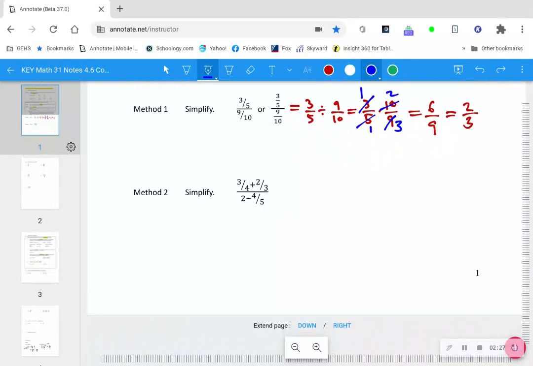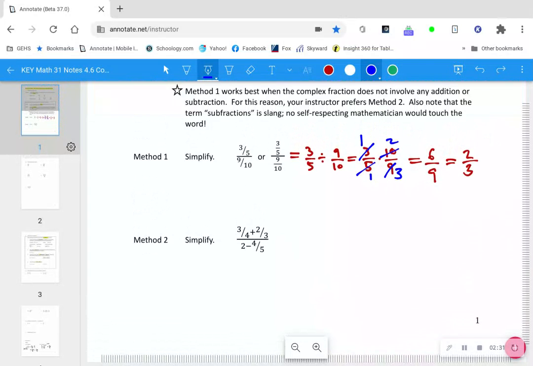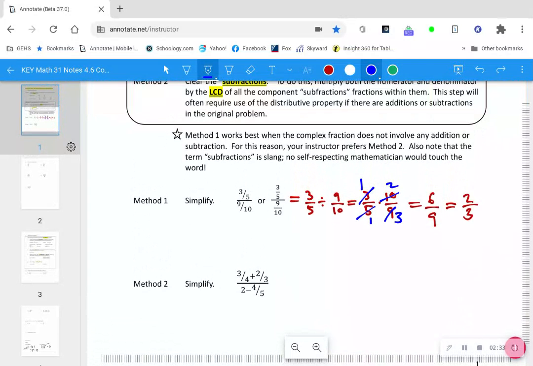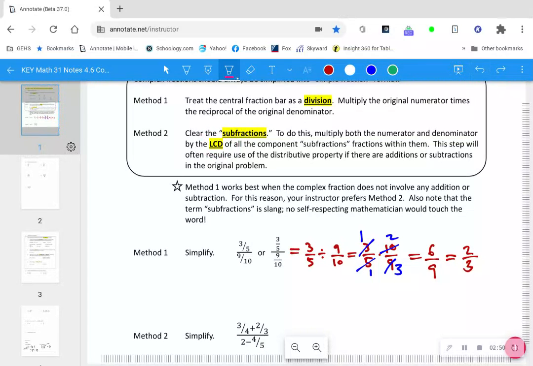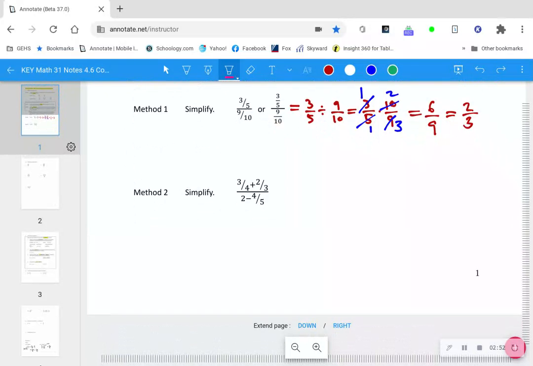Okay. The second method is a way of clearing the fractions out of the numerator and the denominator, and we did something similar when we had equations. So what we've got here is a situation where you have to get rid of the subfractions, the ones on top and bottom, and you do that by multiplying by the least common denominator of those fractions. So let me illustrate here.